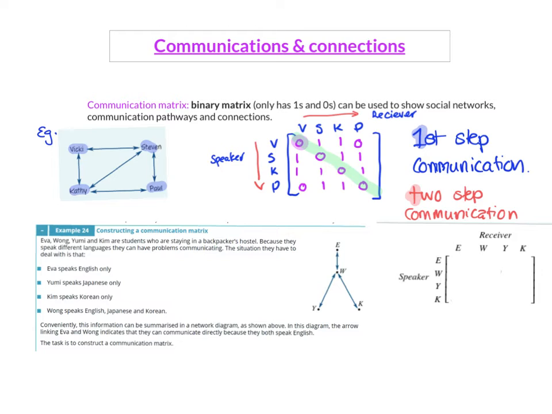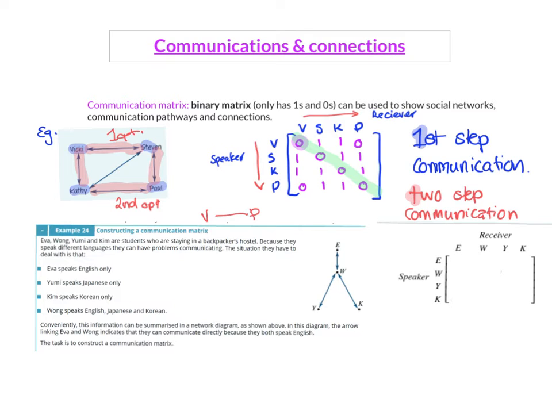What do I mean by that? I could say Vicky could talk to Paul through 2 steps. She could go like this, 1, 2. Do you see that? That is one option of a 2-step communication. But she could also do it this way, couldn't she? She could go 1, 2. Is that correct? So there would be a second option. And this is just for Vicky to go to Paul in 2 steps. Is there any other one? Not really. She can't go any other way.